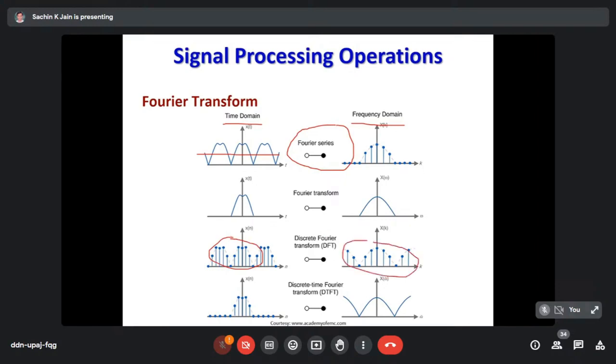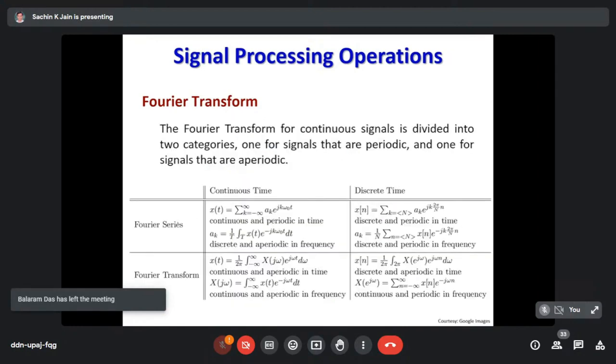But in case of discrete time Fourier transform, our input signal, or time domain signal, is discrete in nature, but we need a frequency domain that is continuous in nature. So we use discrete time Fourier transform. So that's what I have represented here.